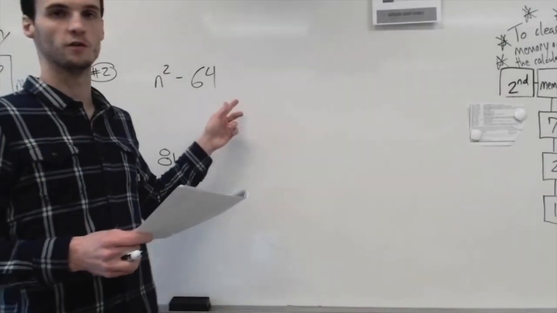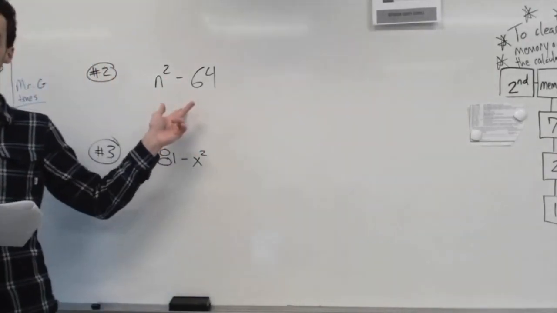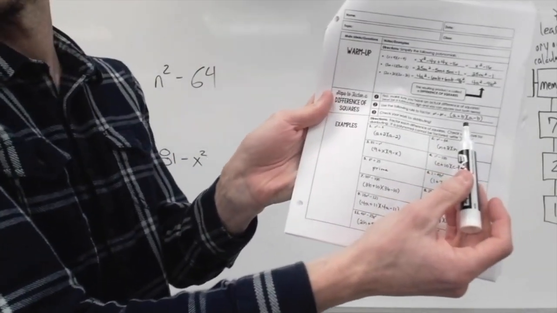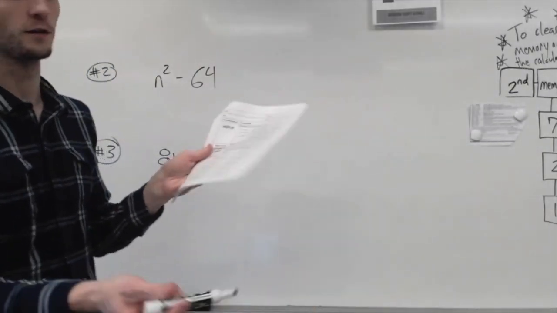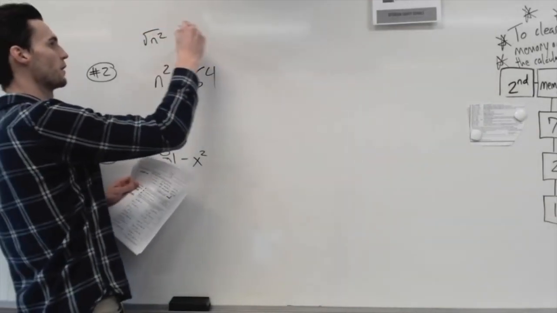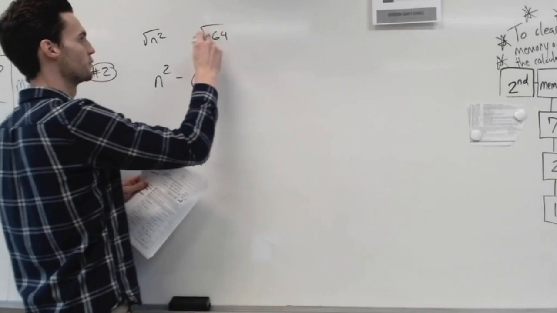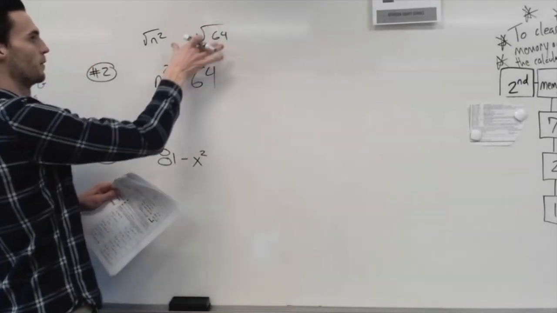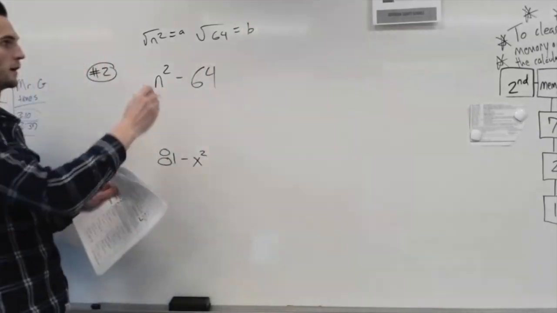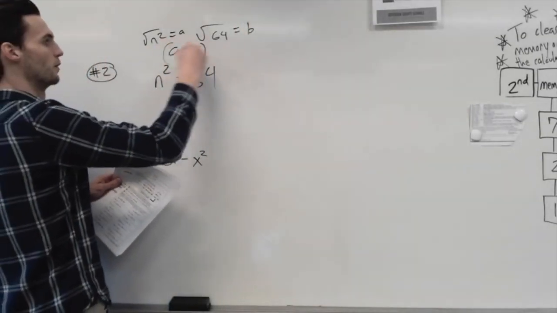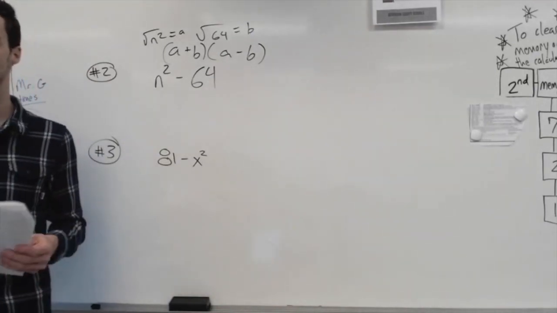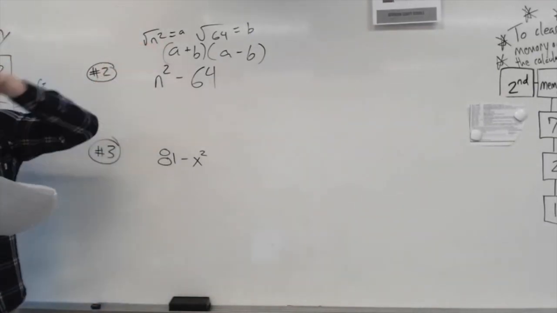Okay, go ahead and try number 2 and see what you get. Just follow the rules as you've just written. A plus b, a minus b. That's what we're going to do. So we should have taken the square root of n squared and taken the square root of 64. And that's our a. Whatever this is our a. Whatever this is our b. And then we put that in this form every time. So every time it's a difference of squares, we always do that.